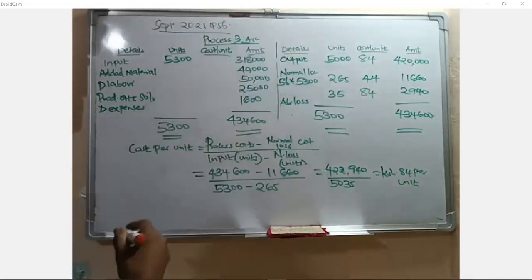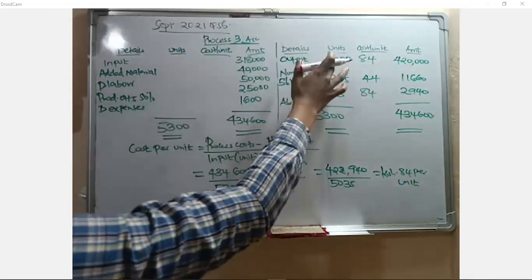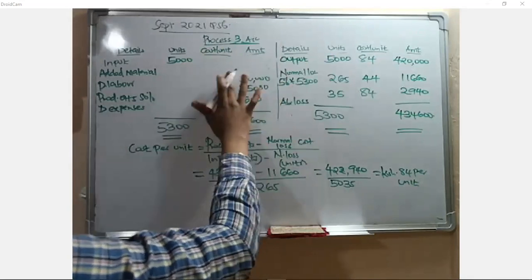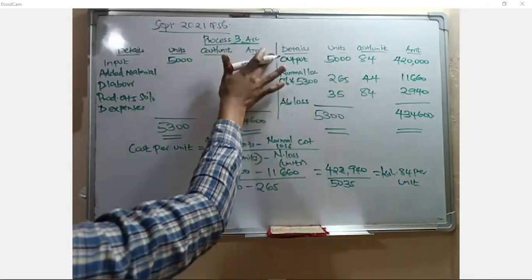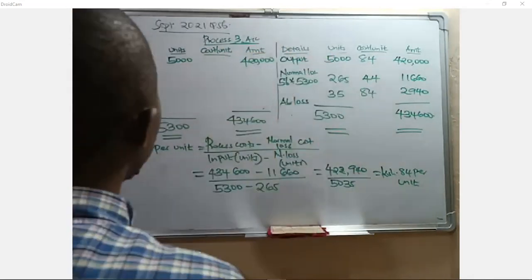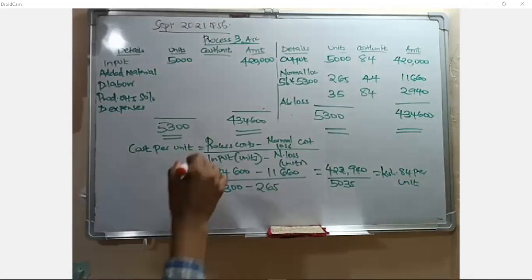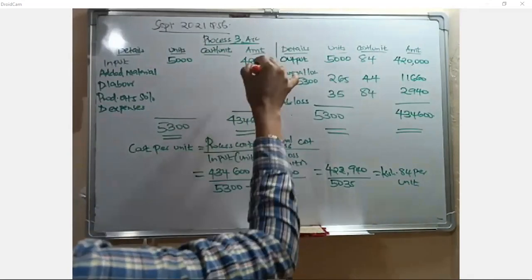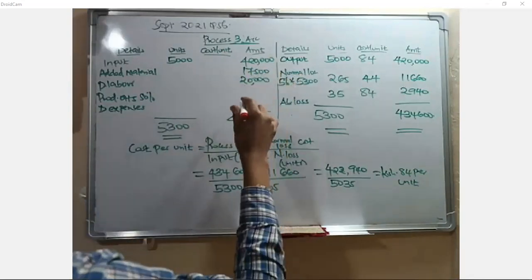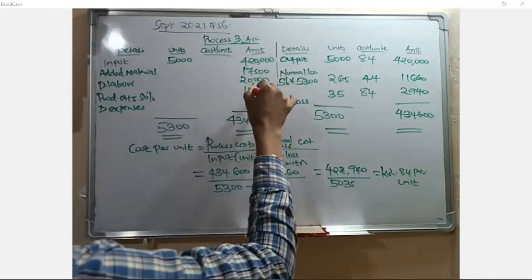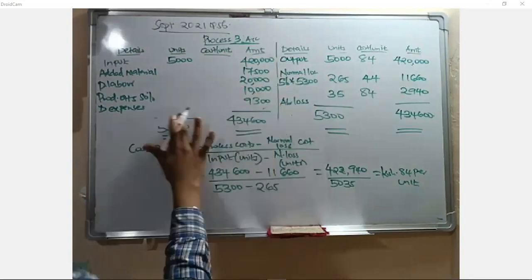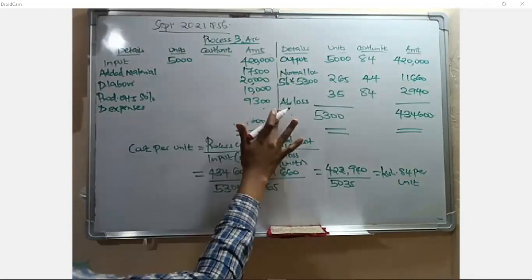Let us go now to process three. In this case, my input is my output in process two, which is 5,000. Then we have the total cost, which is 420,000. The added material in process three is 17,500. The other one we have is 20,000, and 50% of 20,000 is 10,000. And then the last one, we have 9,300.